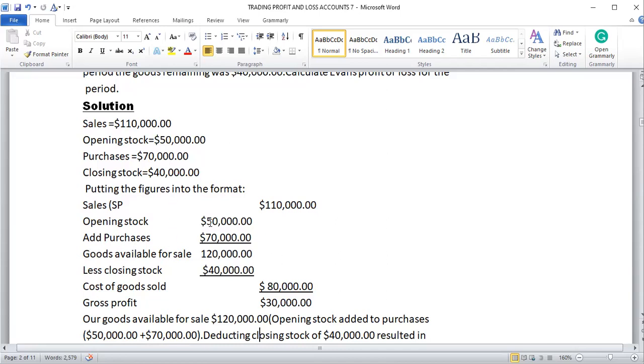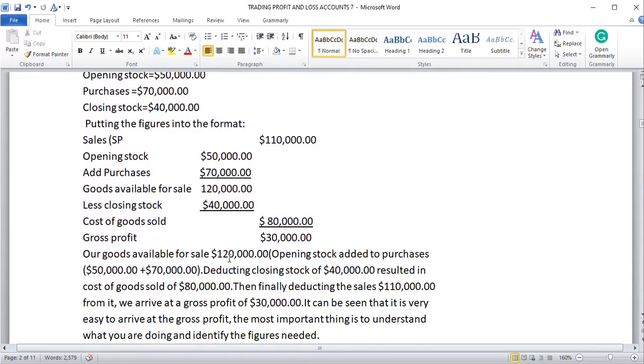So the opening stock plus purchases, we get goods available for sale of $120,000. Then we deduct the closing stock of $40,000, which is this. So our cost of goods sold is $80,000. This is $110,000 minus cost of goods sold $80,000. We get a profit of what? $30,000.